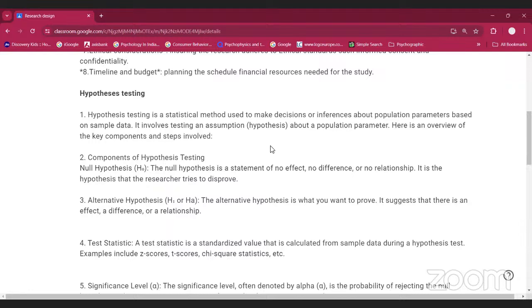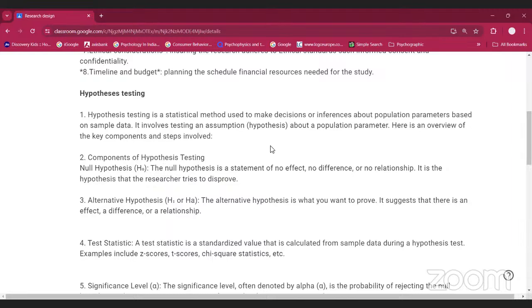Next. Number 2, components of hypothesis testing. Null hypothesis, H naught. The null hypothesis is a statement of no effect, no difference, or no relationship. It is the hypothesis that the researcher tries to disprove. Number 3, alternative.